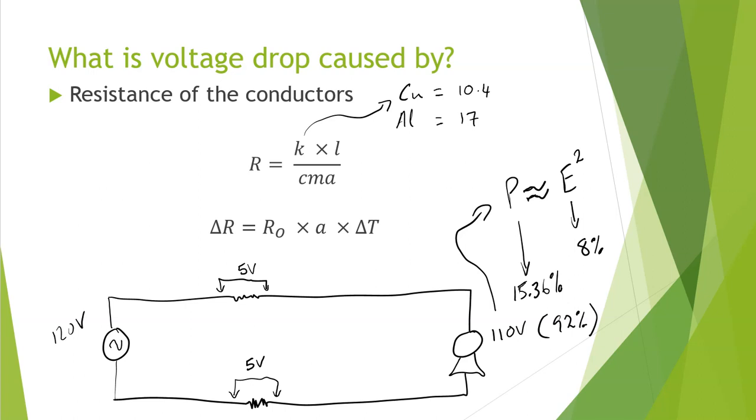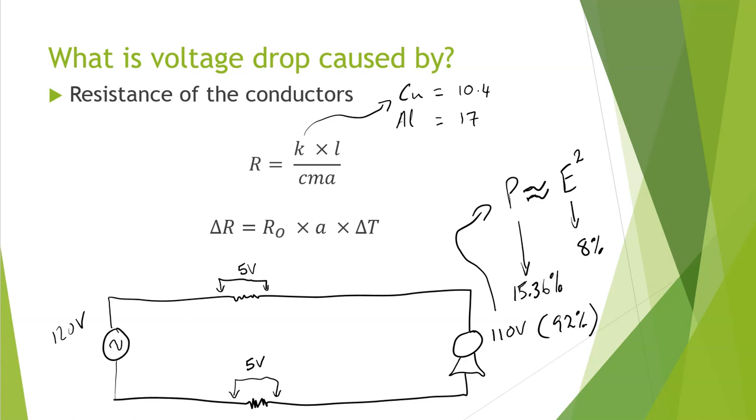63.5% greater than that of copper, which means that for two conductors of the same CMA, one being aluminum and one being copper, the aluminum one would have around 63.5% greater resistance per unit length than the copper one.